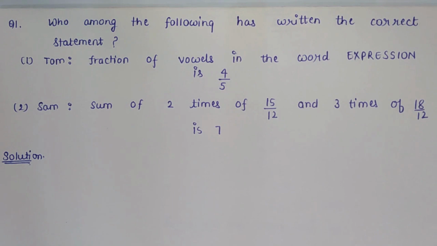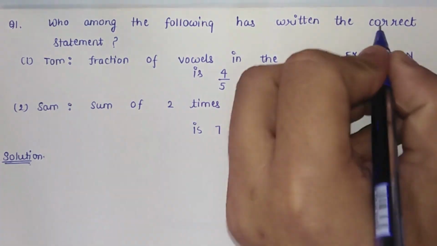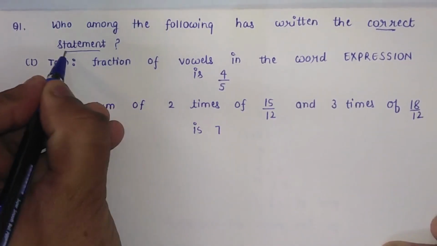We are following the fourth class Olympiad questions of maths, and today is day number 7 of our practice question series. So let's see the question number first. In this question, it is given that who among the following has written the correct statement.